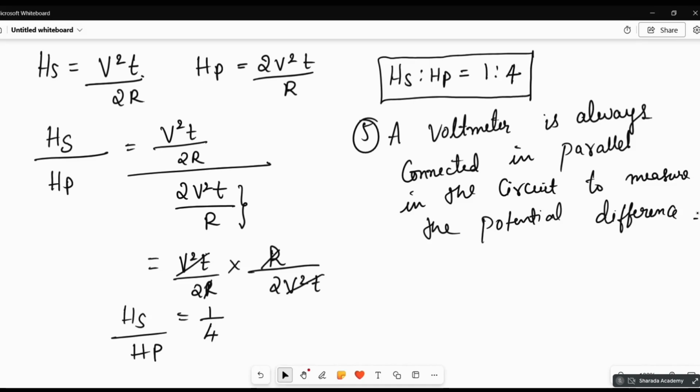Again, I repeat, voltmeter is always connected in parallel, okay, to find the potential difference, whereas ammeter is always connected in series to measure the current. For example, this is one circuit is there like this.